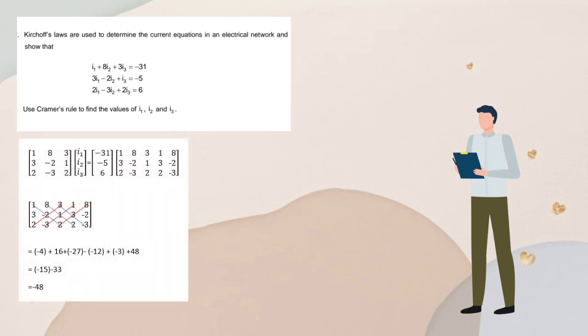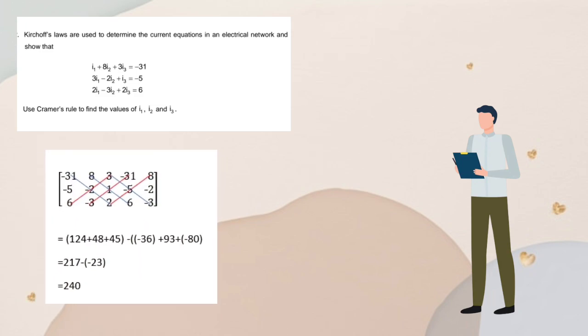Next, find the determinant D. For the determinant, use Sarrus' rule in an easy way. Rewrite the equation in columns and rows and add another column, C1 and C2. We solve it by way of a puzzle. The cross product gets -4. Add 16 plus -27, subtract with the next cross product -12 plus -3, add with 48. The result of subtracting both gets -48.